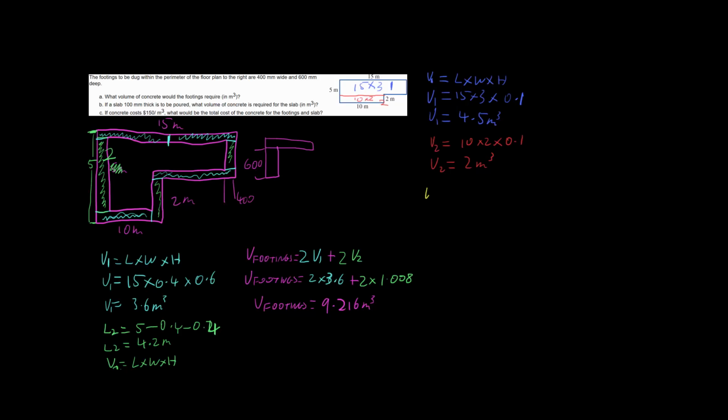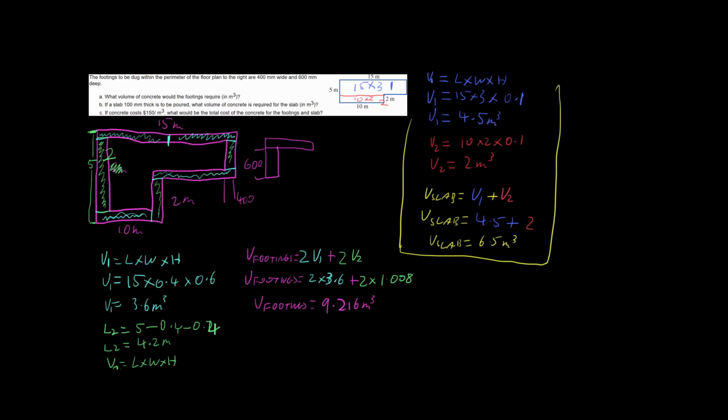So now if I want the volume of my slab, I'm just going to get my volume for part 1, so volume 1, and I'm going to want to add on my volume for part 2. So that will give me my volume for my slab will be 4.5 plus 2, which is going to give us 6.5. So my volume of my slab is 6.5 meters cubed. Okay, so that's got my slab, and this gave me my footings.